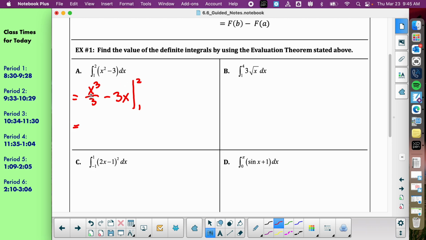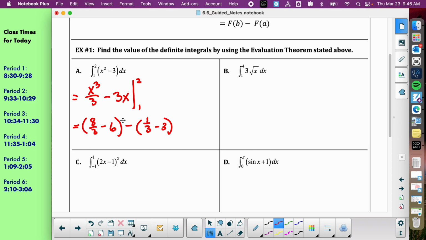So now we're going to plug 2 in to get an answer. So 2 cubed would be 8. So we'd have 8 thirds minus 6. That's the answer for plugging in 2. Then I'm going to subtract the answer for plugging in 1, which would be 1/3 minus 3.